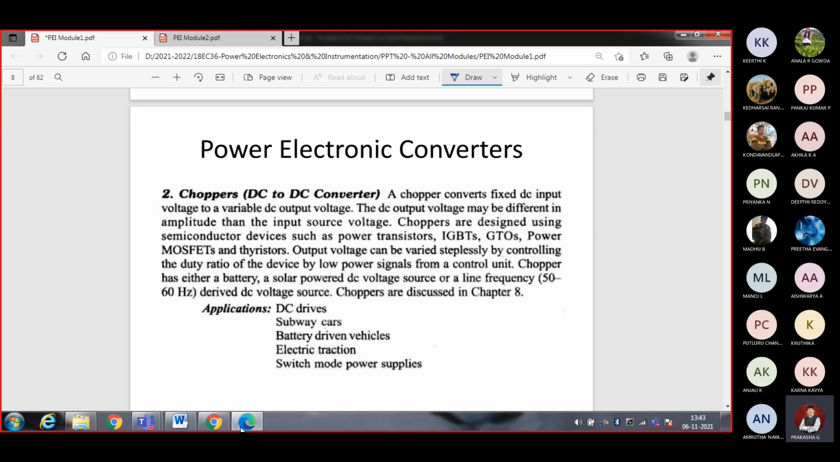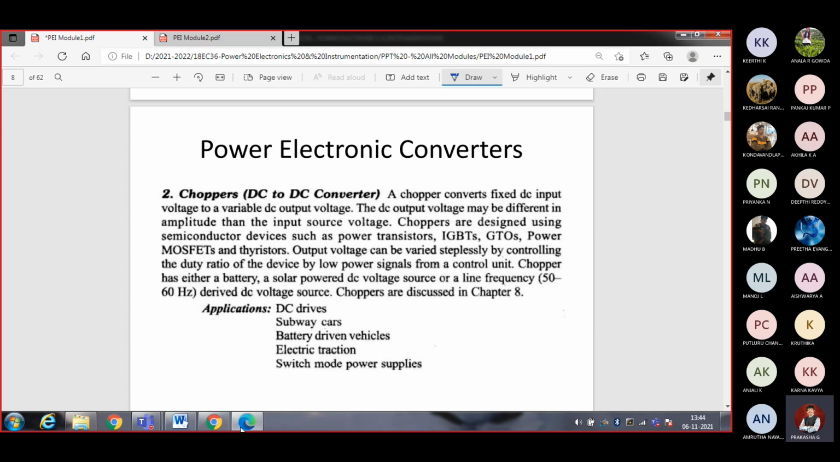The chopper converts a fixed DC input voltage to a variable DC output voltage. The DC output voltage may be different in amplitude from the input source voltage. Definitely, because you are converting, the amplitude may vary. Initially the DC voltage may be 15 volts, but I am converting it to 3 volts, so the amplitude changes. Choppers are designed using semiconductor devices such as power transistors, IGBTs, GTOs, power MOSFETs, and thyristors. Using thyristors we can design choppers, and using MOSFETs we can design choppers.